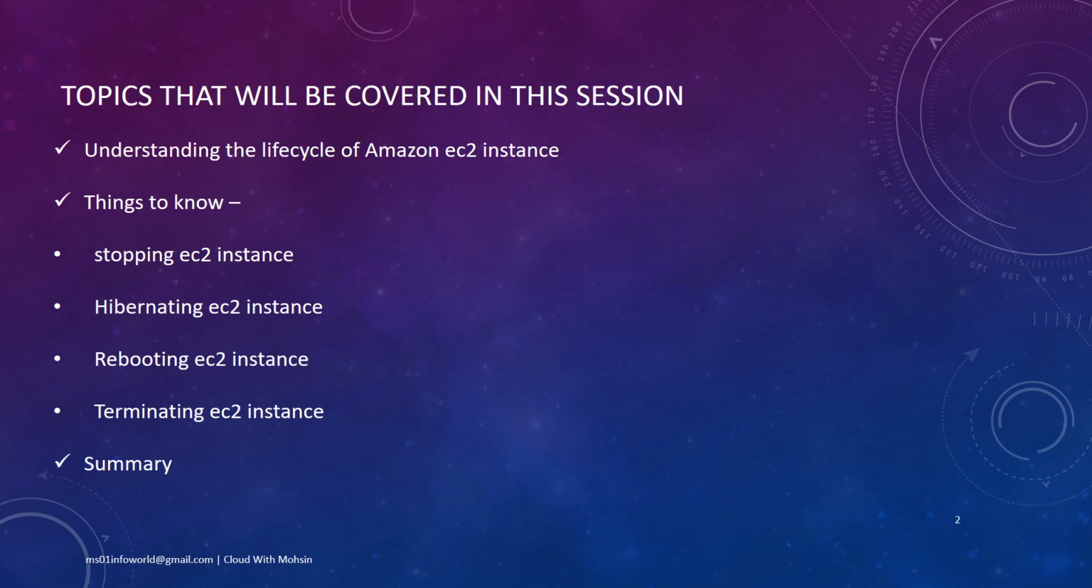By life cycle, I mean there will be different phases when the EC2 instance has been launched. After the launching state, it will go to the pending state, then running, stopping, hibernating, rebooting, and terminated. So these are the various life cycle states of an EC2 instance.